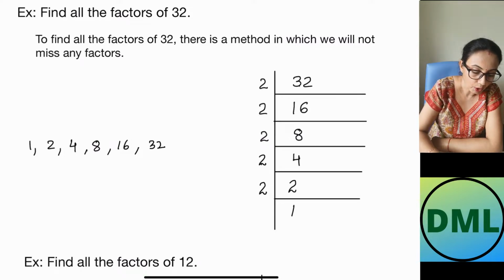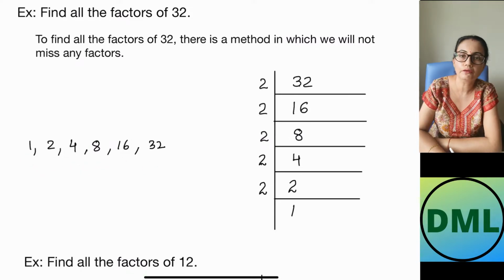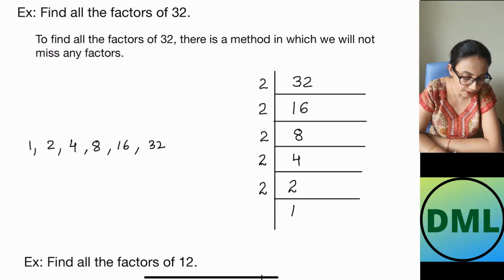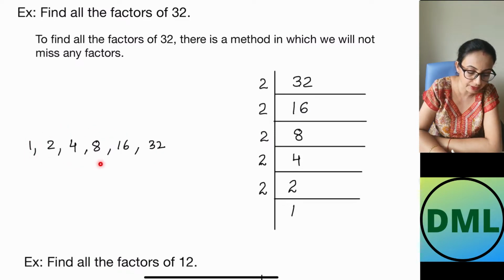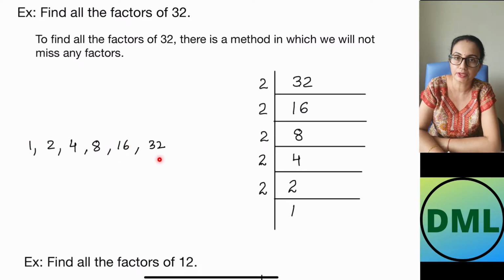These are all the factors of 32, in which 1 is the smallest factor and 32 is the greatest factor, which is the number itself. And all the other factors are less than 32. So the factors of 32 are 1, 2, 4, 8, 16 and 32.